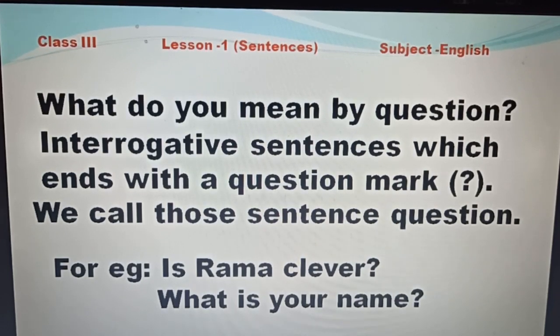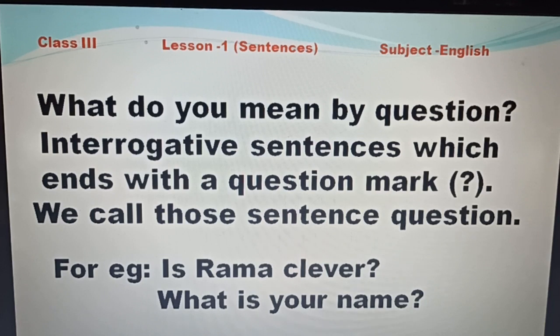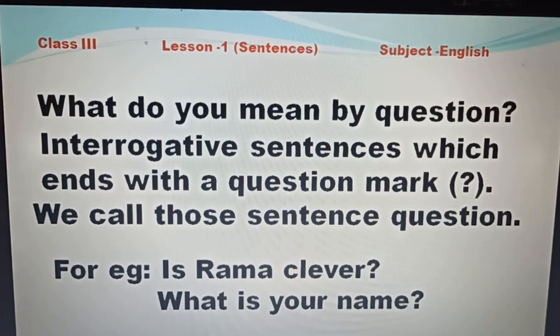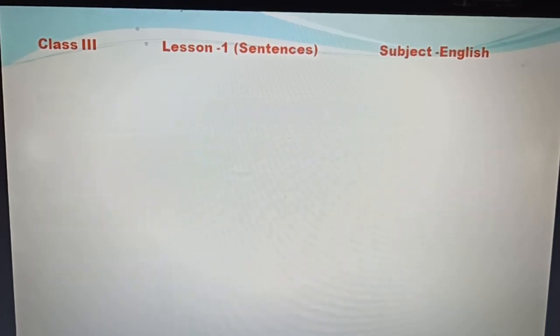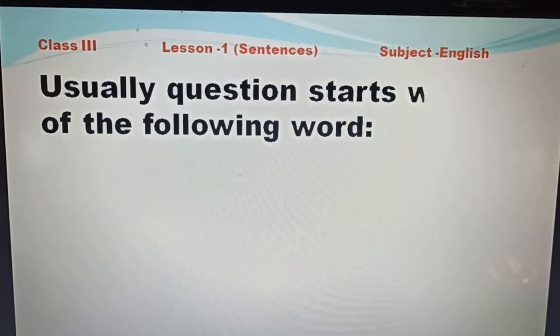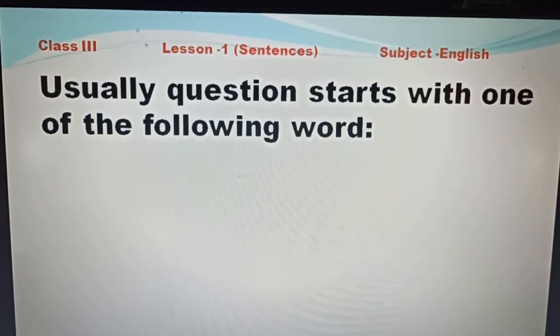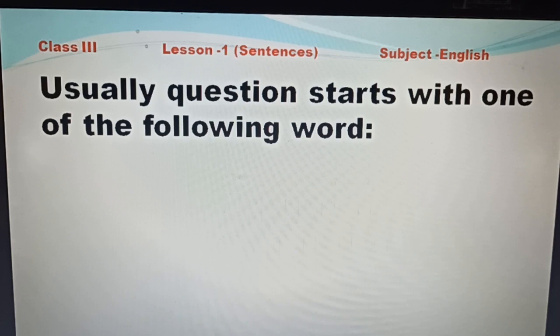This is the basic difference: a statement tells and a question asks. Usually, questions start with one of the following words.